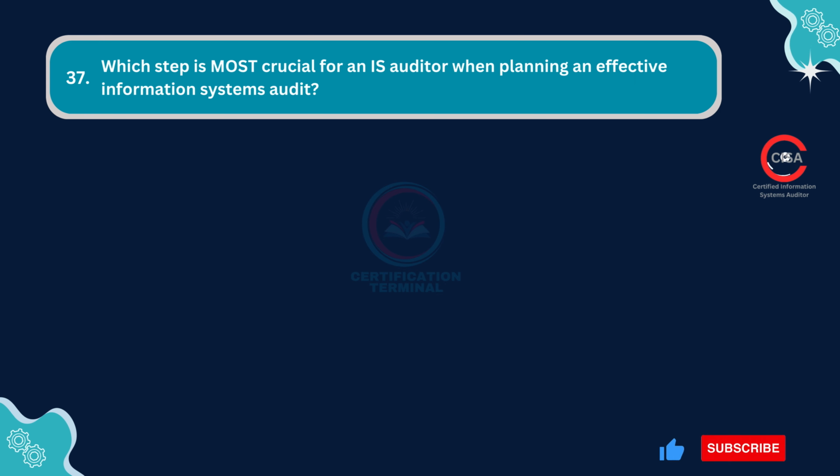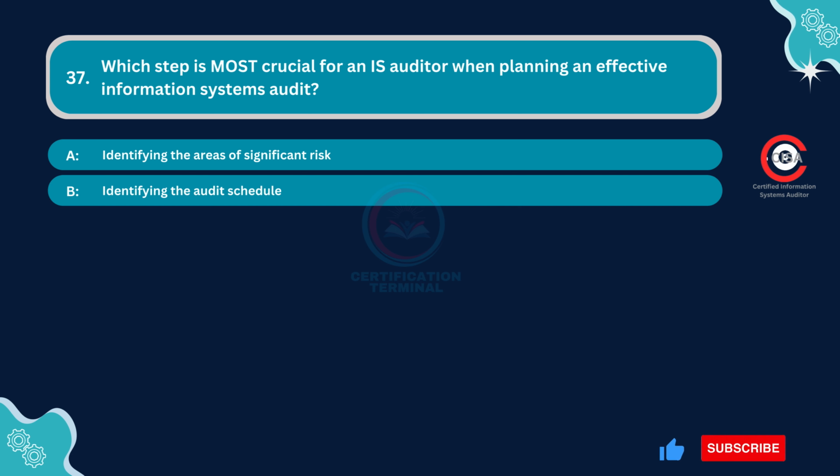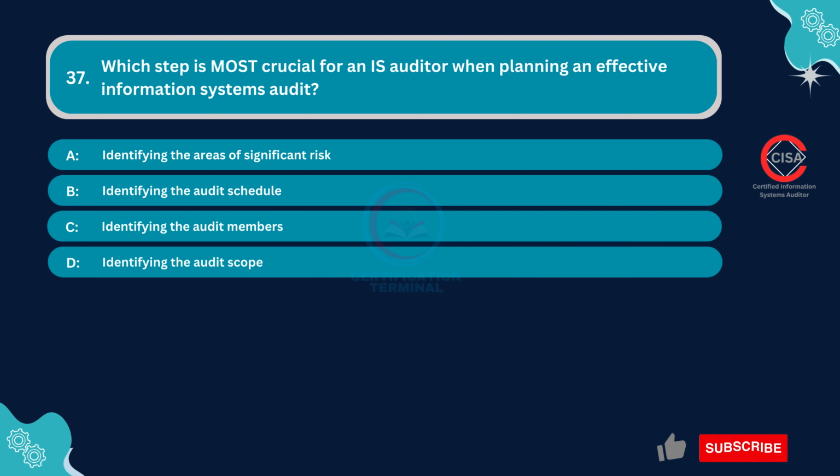Question number 37. Which step is most crucial for an information security auditor when planning an effective information systems audit? Option A. Identifying the areas of significant risk. Option B. Identifying the audit schedule. Option C. Identifying the audit members. Option D. Identifying the audit scope.